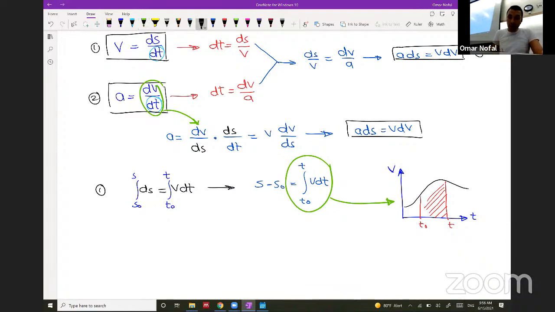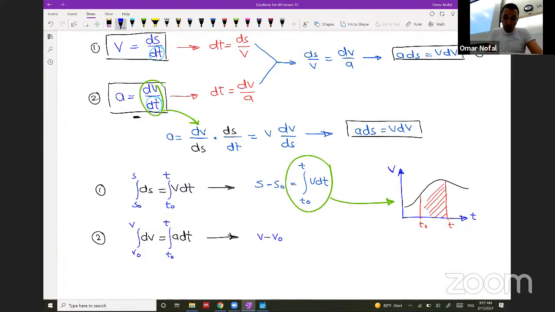And the second relationship that we have is that, let's move to the acceleration. So it will be dv equal a dt. So this is coming from this one. And if we integrate this relationship here from v node up to v, and here from t node up to t, so this will give you v minus v node.